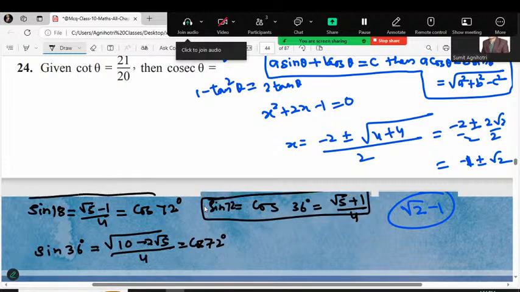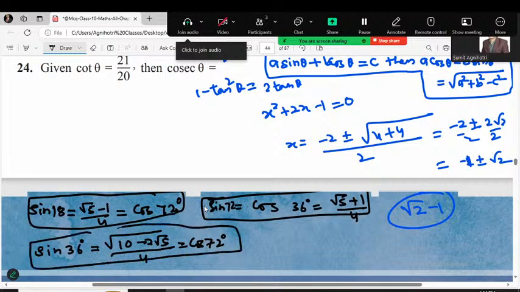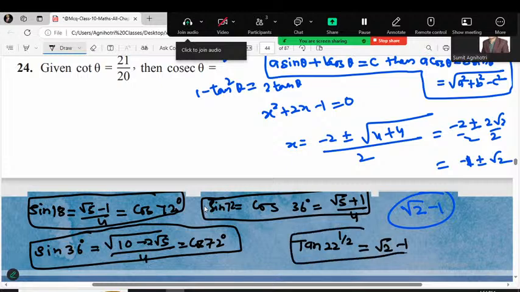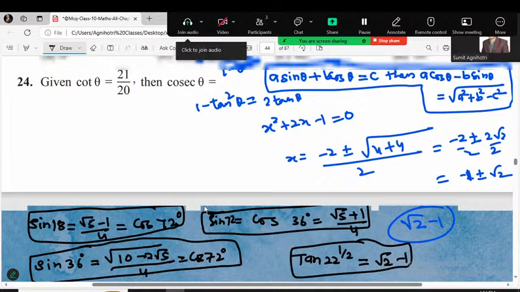Okay, you can mark these. Similarly, there is this tan 22 and a half. It's your choice. If it is possible for you to remember, you can even remember all these cases. Many times we do require them.